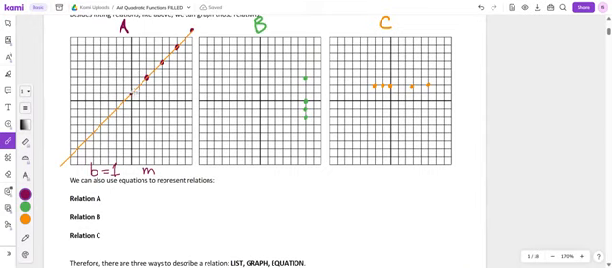Slope, I'm going to find 2 points. I go run 2, rise 2. So it's going to be 2 over 2. So my slope is 1. So I can write it as y equals 1x, or just x, plus 1. Okay, that's just the equation of the first relation.